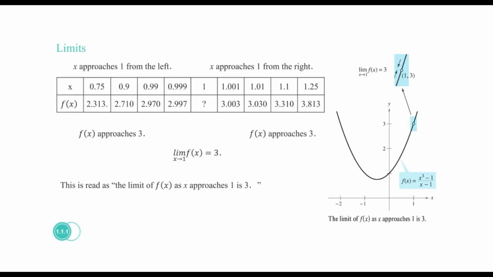1.1.1 Limits. Before we formally define limits, let's start with the basic idea. A limit describes what value a function is getting close to as x gets close to a certain number. In this example, x is approaching 1. From the left side, the value of f(x) gets closer and closer to 3. From the right side, the value also gets closer and closer to 3. So, even though the value at x equal to 1 is unknown here, the function is still approaching 3 from both sides. This is why we write the limit of f(x) as x approaches 1 is 3.